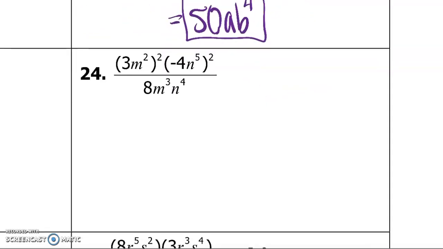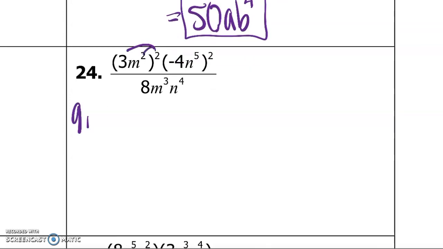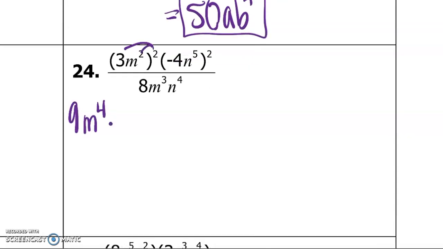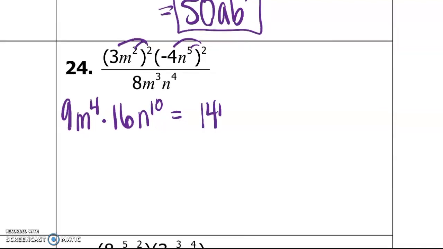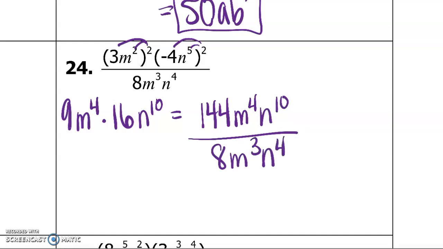24. We need to distribute these. So we would have 9m to the fourth times positive 16. Negative 4 times negative 4 is positive 16. N to the 10th. So 9 times 16 is 144. M to the fourth, N to the 10th, all over 8m to the third, N to the fourth. 144 divided by 8 is 18. M to the first, N to the sixth.